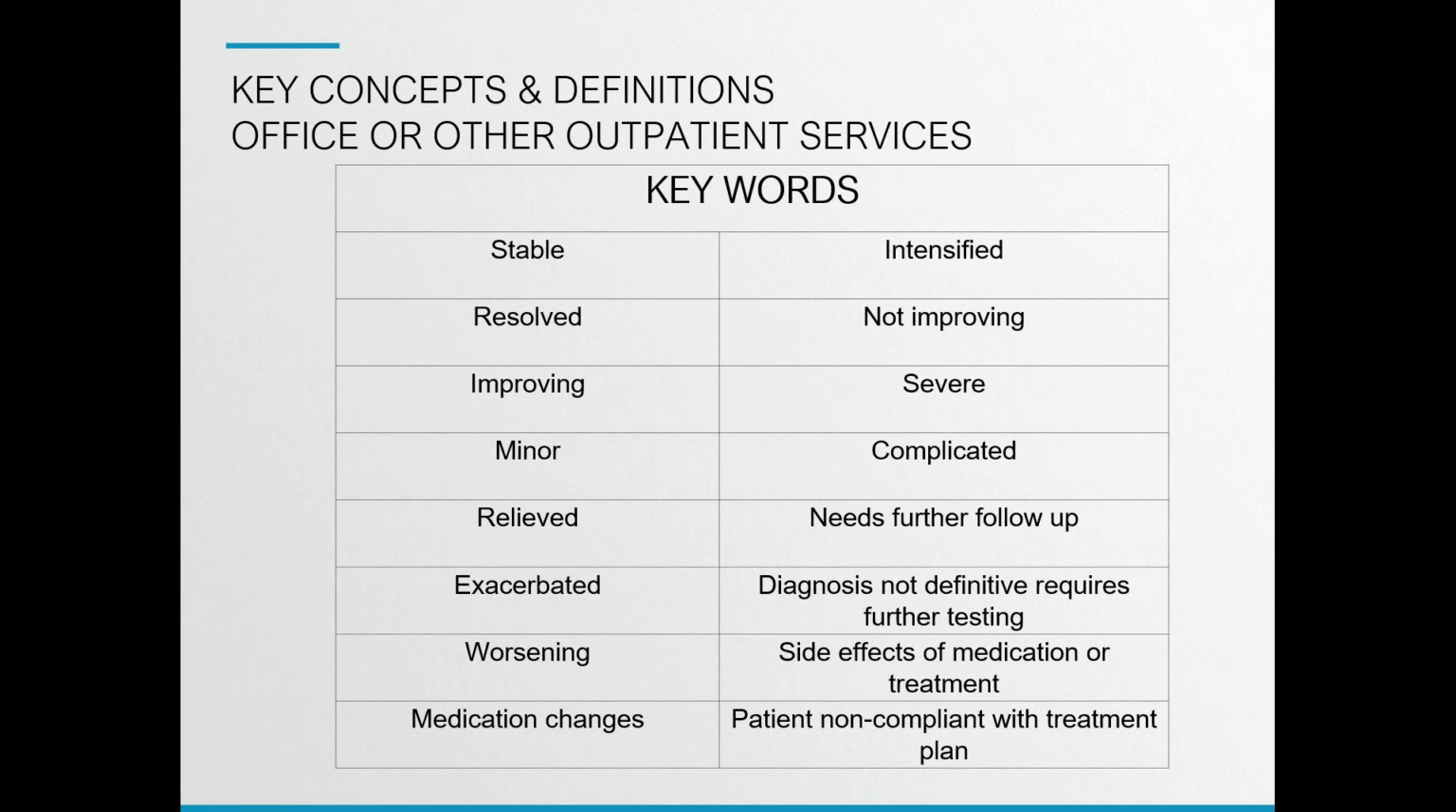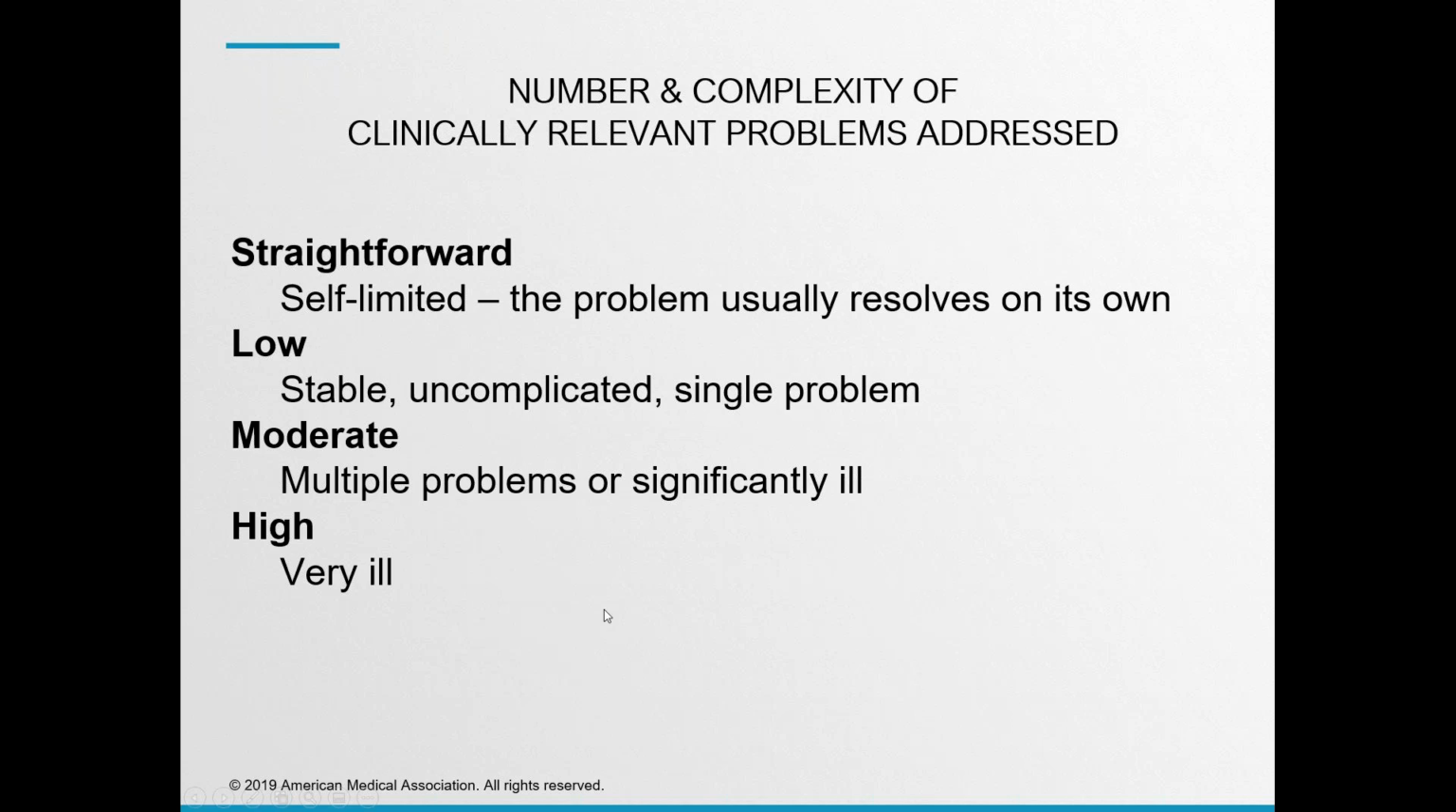of those particular conditions. This was one of the great slides from the AMA, and it basically puts it into simple terms. So a straightforward problem is something that's self-limited. Usually that problem resolves on its own. Low is something stable, uncomplicated, or a single problem. And moderate can be multiple problems or the patient's significantly ill. And high, obviously, that patient is very ill.